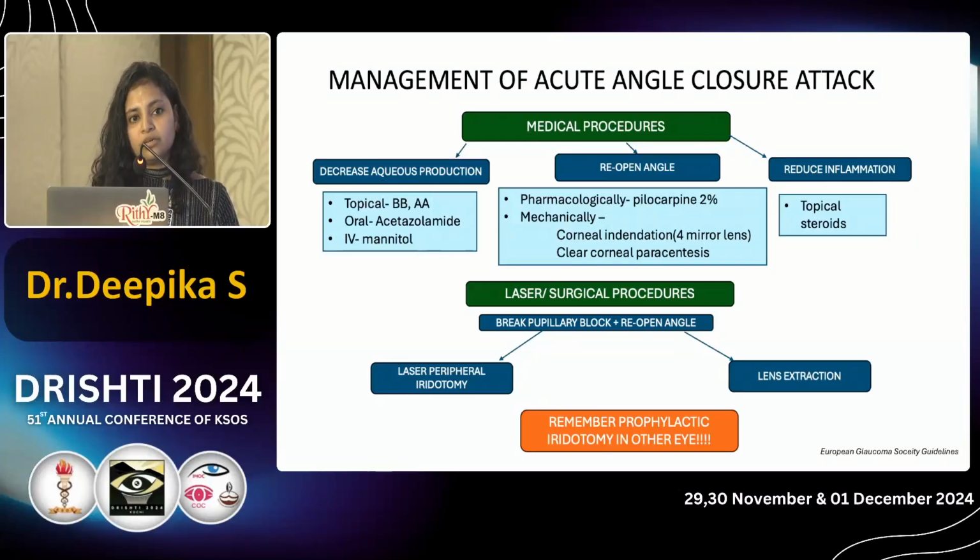Along with this, you always have to reduce the inflammation, because all these conditions present with severe ciliary spasm, which adds to the pain of the patient. You have to address that also with topical steroids. But the definitive treatment here is to relieve the pupillary block. All these measures are just to clear the cornea, to get a good view of the iris, to make a patent PI. It can be done with laser peripheral iridotomy, and in rare cases we can do a lens extraction. But always and always remember, you should do a prophylactic iridotomy in the other eye as well.